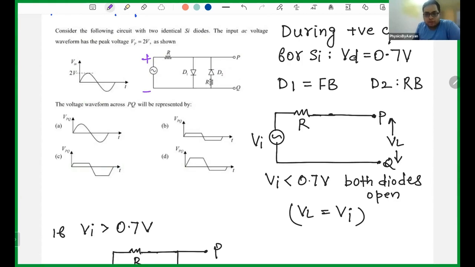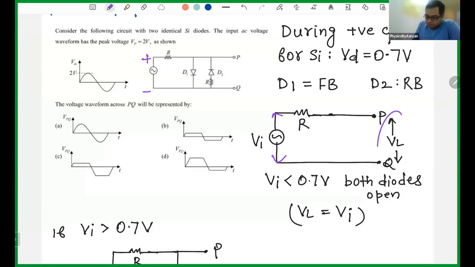So how will your circuit look? This is your input, this is your resistor R, and this is your open circuit. No current is flowing through it. So whatever voltage is here, the same voltage will be here. It's just like a battery. When you have a battery, a voltage difference is there across the battery, but no current is flowing because the circuit is not closed. If the circuit is not closed, no current is flowing, but the voltage is still there. So between this point and this point, the voltage is still there.